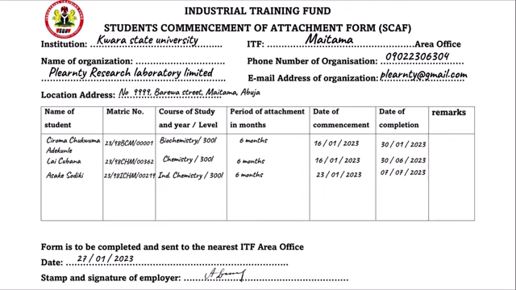Then the form is to be completed and sent to the nearest ITF area office. Then you have to fill in the dates. This date will be the date you want to take it to the area office. So you have to fill in that date, and then the stamp and signature of your employer. This is something your employer will sign for you and also stamp.